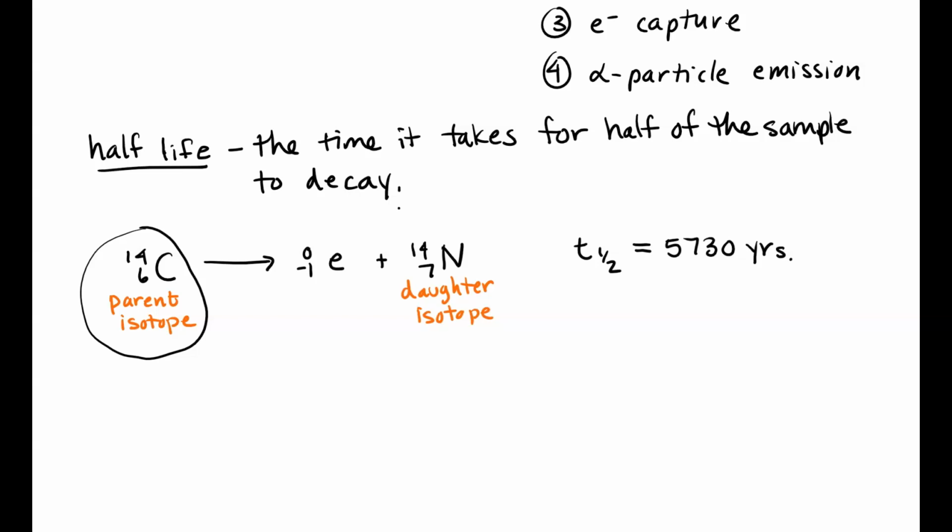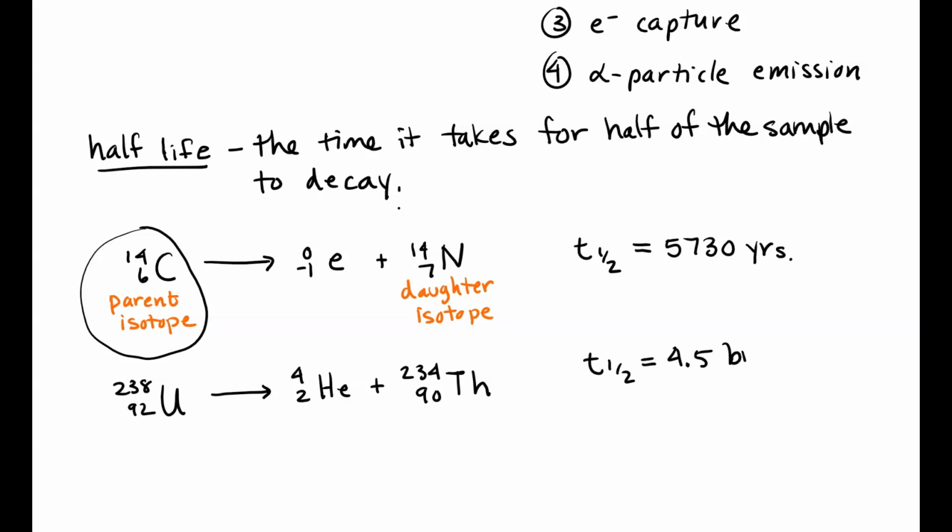Another example is uranium-238. Uranium-238, in fact, all forms of uranium are unstable. This one happens to do an alpha particle emission and turn into thorium. Turns out thorium is also unstable, so it will decay into something else. There's a long process here of many decays. But this first reaction has a half-life of 4.5 billion years. That's a long half-life, but it means it takes 4.5 billion years for half of this parent uranium-238 to disappear and turn into thorium.